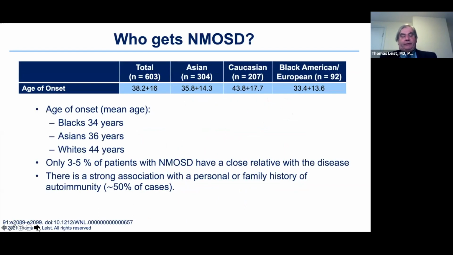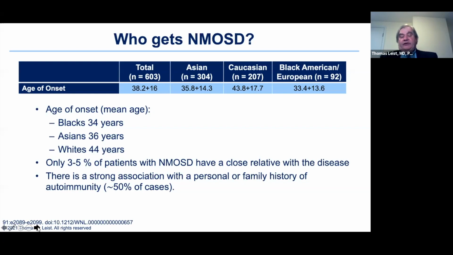What's different between the groups? Well, in whites, the onset of neuromyelitis optica spectrum disorder is often in the 40s. In Asians and in Blacks, the onset is earlier, about a decade earlier. So there are some age differences between the groups.